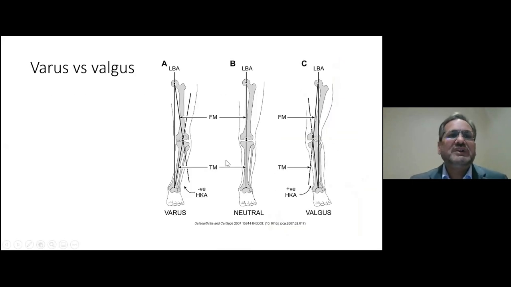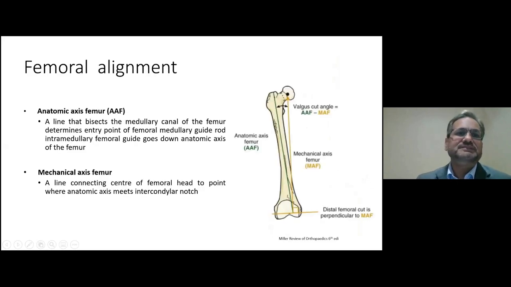What is varus and what is valgus? We know that if the mechanical axis of the limb passes medial to the center of the knee, it is a varus deformity. If it passes lateral to the center of the knee, it's a valgus deformity. Why do we need to know about the anatomic and mechanical axis of the femur? That's very, very important for all of us to understand how we make our cuts. Basically, the mechanical axis of the femur, which is yellow, and the anatomical axis, which is green, meet in the middle or slightly medial to the middle of the trochlea.